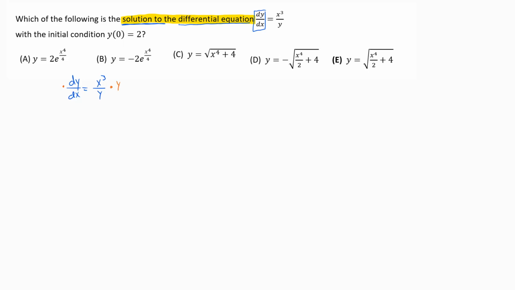So get all your y pieces together on one side. I'm going to multiply the y over to the other side to meet up with that dy, getting it out of the bottom there. And then I need to get that dx piece over with the x's. Again, treat them like their own variables. So I multiply both sides by dx, and I'm left with y dy equals x cubed dx.